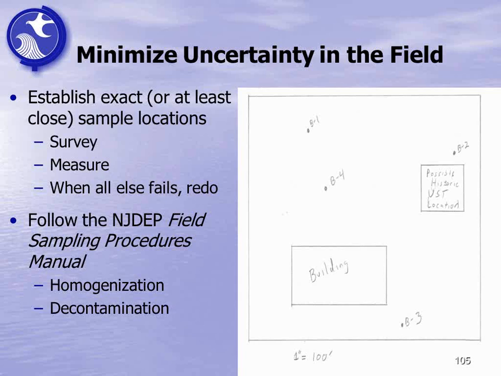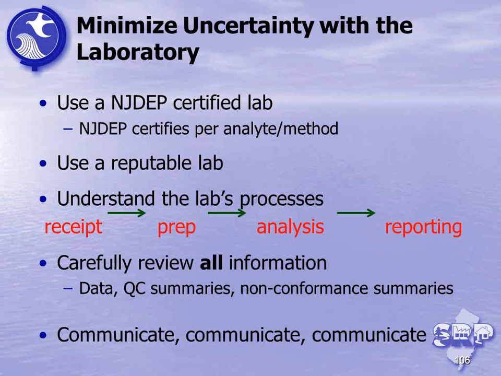Okay, it's very important. Decontamination, right? We all go out with alcohol and acetone and all that other stuff. Make sure your stuff's decontaminated or use disposable equipment. Make sure your samples are homogenized properly. It's all going to lead to less error and more accurate results.